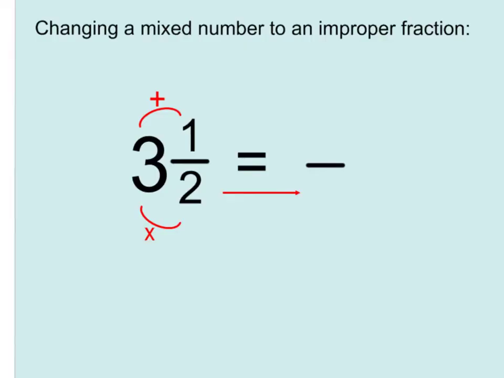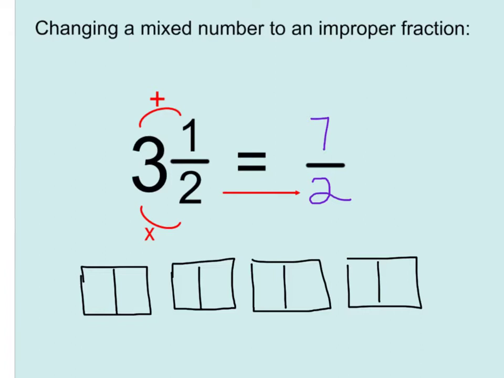The steps are very simple to change a mixed number to an improper fraction. The way you do it is this. You take your denominator and you multiply it times your whole number. And then you just add the numerator. For example, in this example, you would do 2 times 3 plus 1 equals 7. And then you just keep your denominator the same. So 3 1/2 equals 7/2. Here's why.